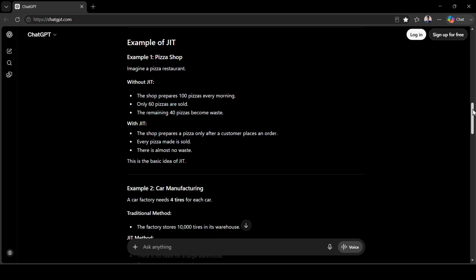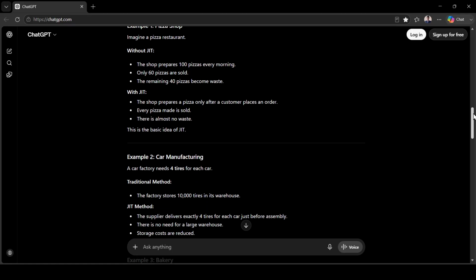The examples of JIT. Example 1, a pizza shop. Imagine a pizza restaurant without JIT. The shop prepares 100 pizzas every morning. Only 60 pizzas are sold and the remaining 40 pizzas become waste. With JIT, the shop prepares pizza only after a customer places an order. Every pizza made is sold. There is almost no waste. And this is the basic idea of JIT.